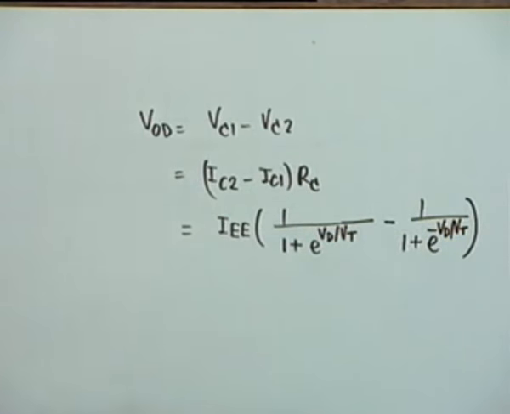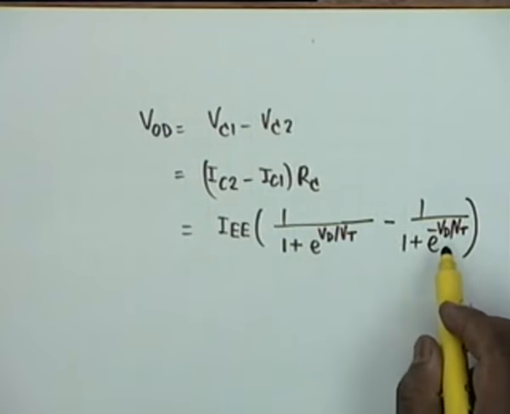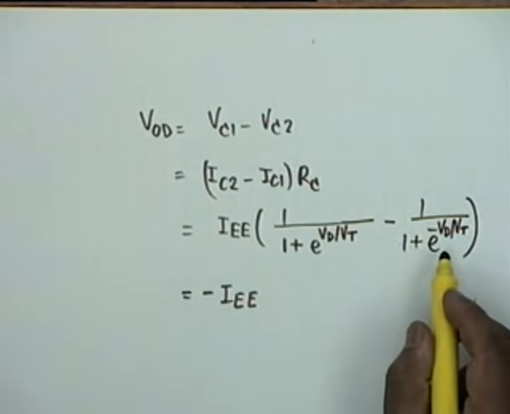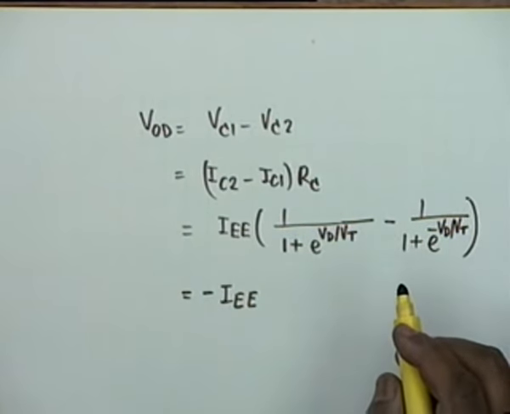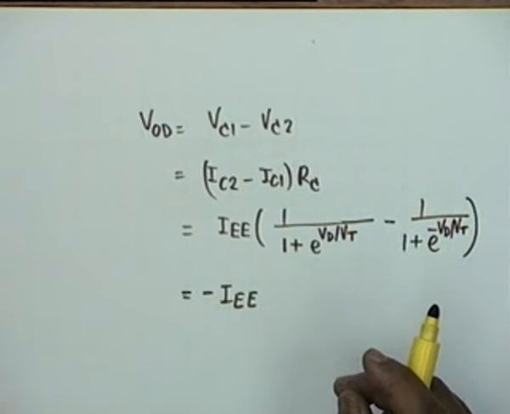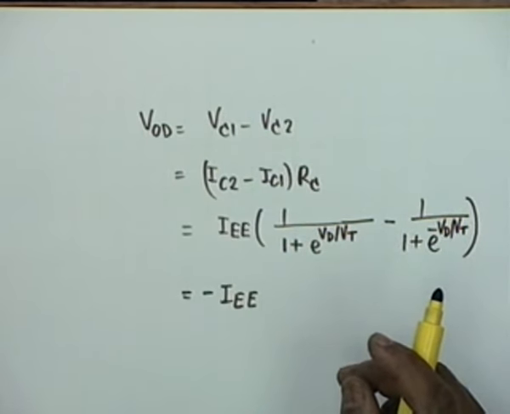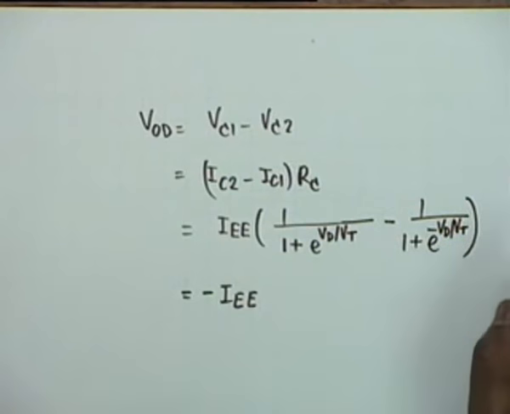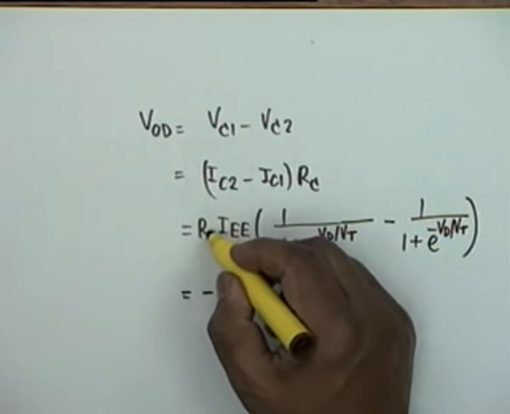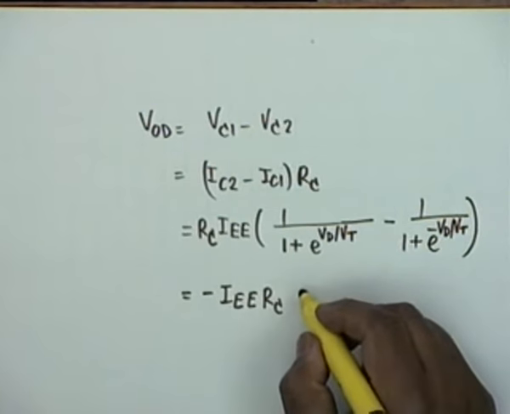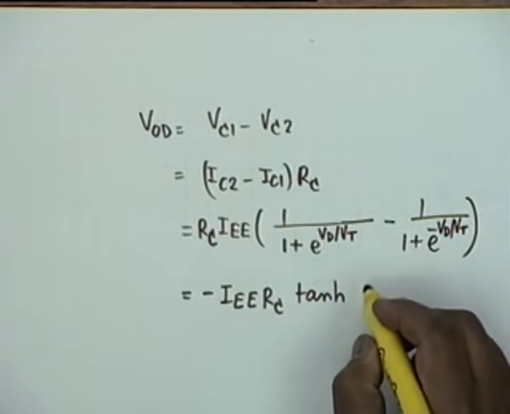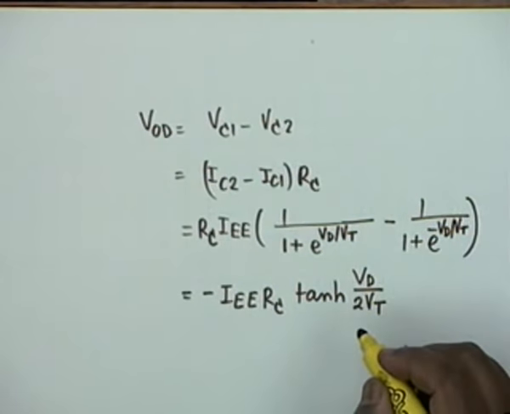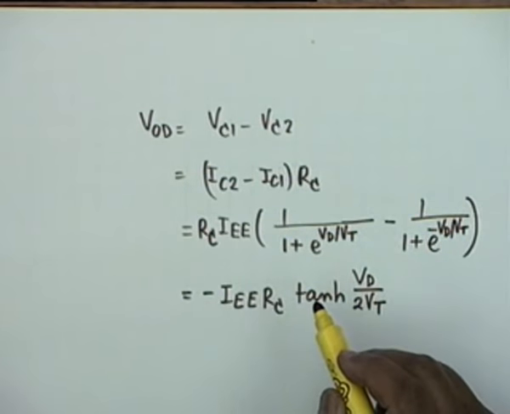Which one will be larger if Vd is positive? Second term. Therefore I write this as minus IEE, second term minus the first term, and a bit of trigonometry, not trigonometry, hyperbolic trigonometry will show you that this is given by IEE. I made a mistake. IEE RC, you can show that this is tangent hyperbolic Vd by 2 Vt. This simplification I leave it to you.